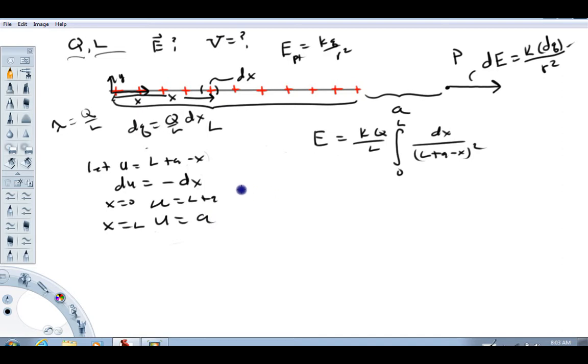So what we have now is that our electric field can be written as a new integral. Let's see, kQ over L, integral. Now it was from 0 to L, now it's going to go from L plus A to A.